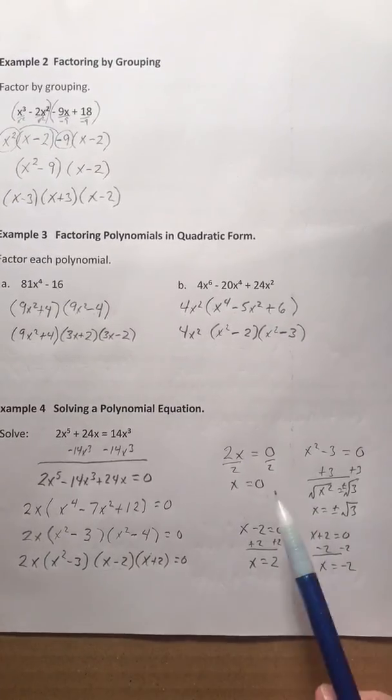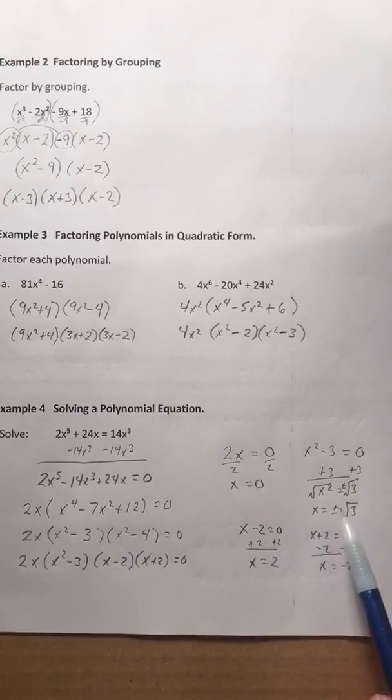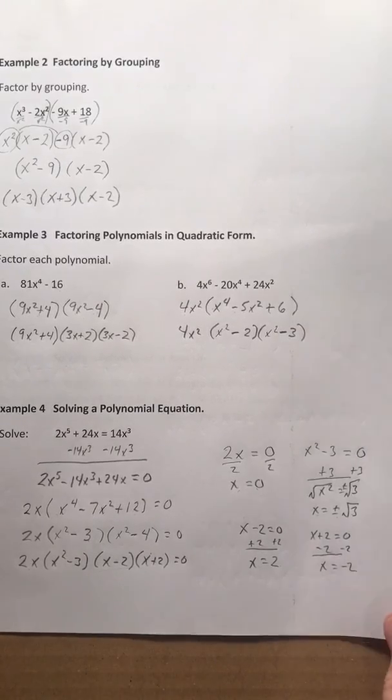All right, our 5 solutions are x equals 0, x equals a positive square root of 3, x equals a negative square root of 3, x equals 2, and x equals negative 2.